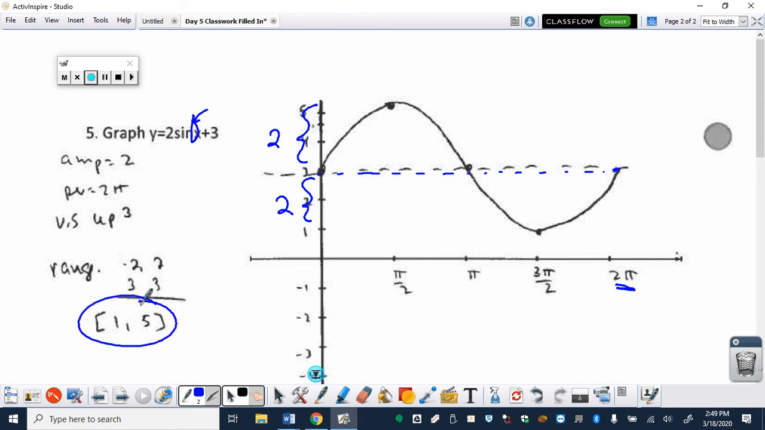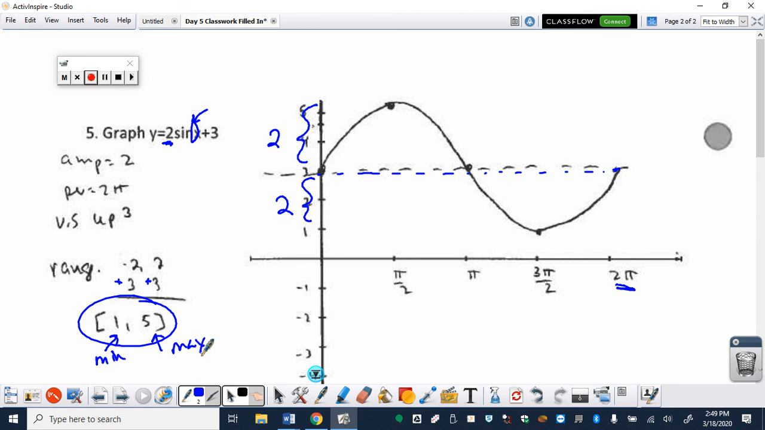Notice I put the range on here where we started with the initial range of negative 2 to 2 because of the amplitude. And then we did an up 3. The whole graph got shifted up 3. So now the graph only exists from 1 to 5. So 1 is the minimum and 5 is the maximum.